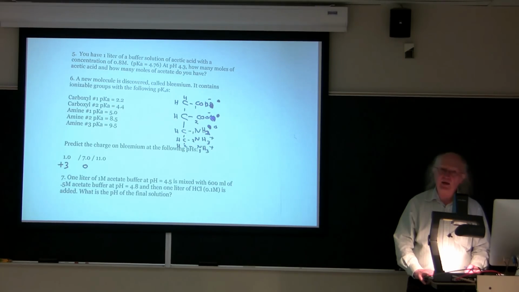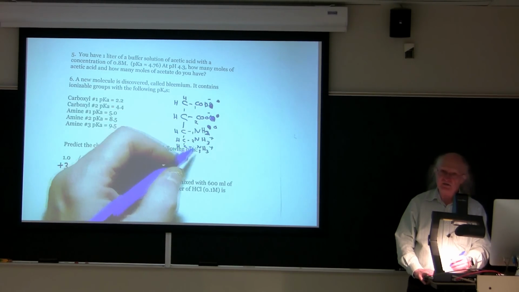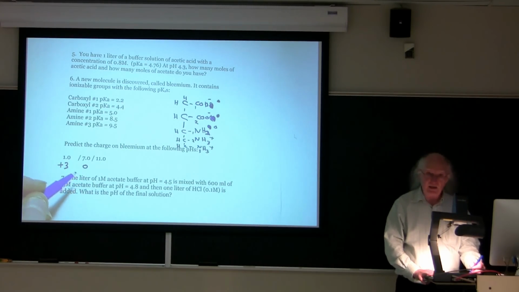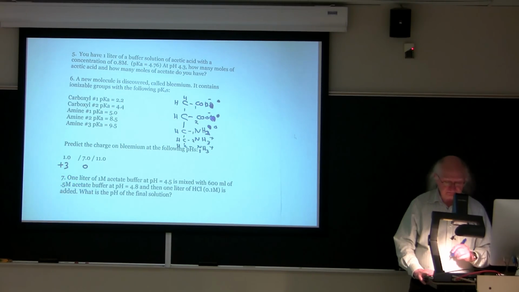Remember that when we do pI, we have to calculate pI precisely. An estimate of a charge is valuable for estimation purposes, but 7 is not necessarily the pI value of this molecule.